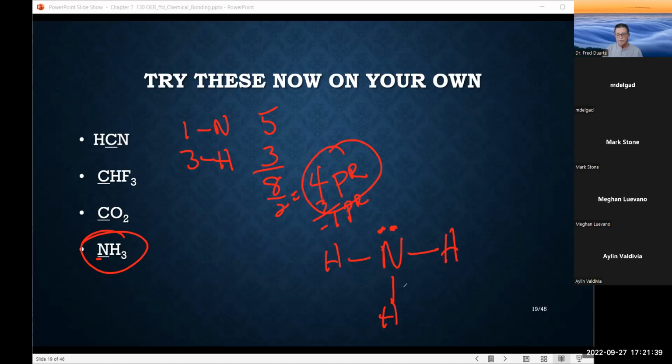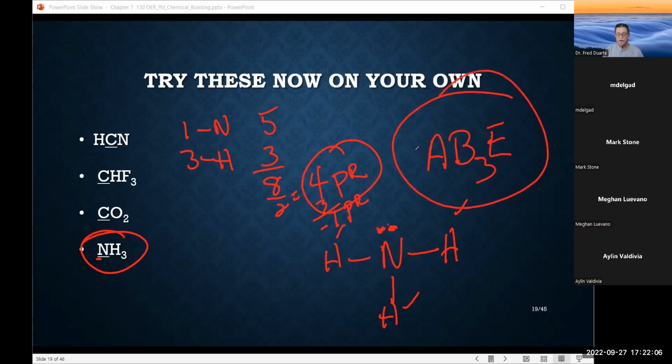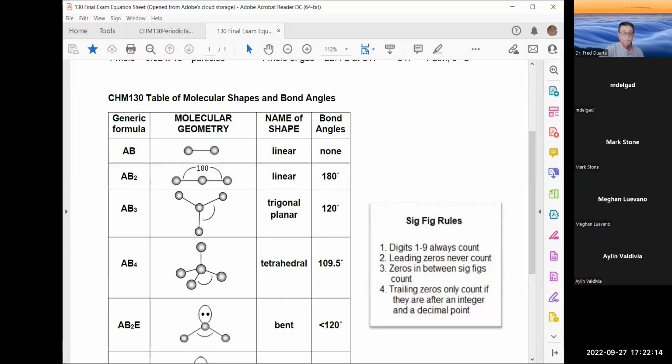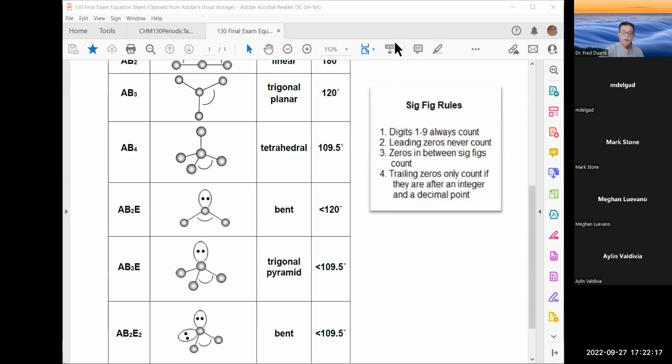Now we check the octet and duet. Hydrogens are all good. And the nitrogen has 8 electrons around it. 3 of them are bonded and 1 is a lone pair. So the general formula would be AB3, because there's 3 atoms bonded to nitrogen. And then this time we have an E, because that is the lone pair on the central atom. So that is our general formula. And then we take it to the shapes table, look for AB3E. And there it is.